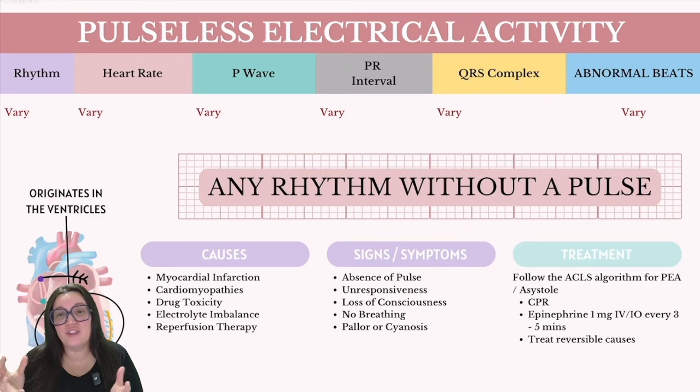With PEA, there's not a single specific rhythm. Rather, it can be any rhythm. It could be normal sinus rhythm. It could be literally anything. The only difference is there's no pulsation taking place.